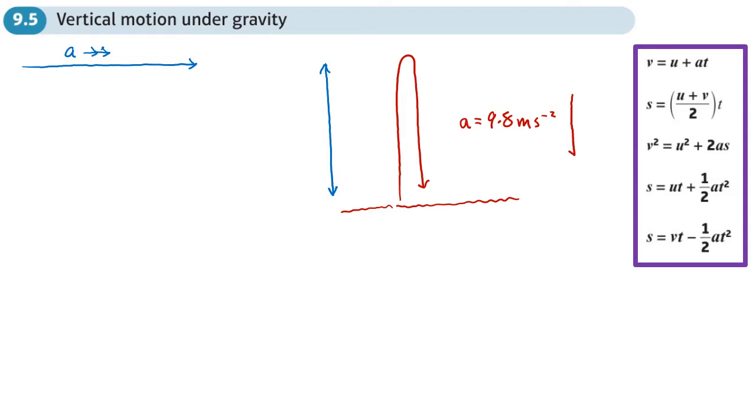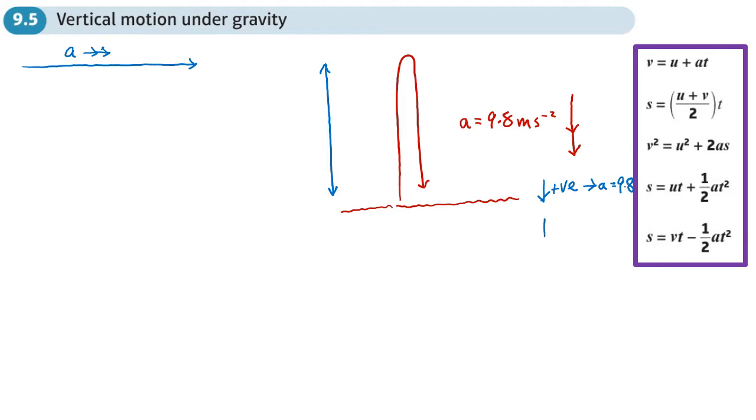So anytime we have an object moving up or down under the influence of gravity, this will be the acceleration. It will never change. And notice the direction. It's going down. Gravity will never change direction. Now, if we do questions and we decide that we're going to take down as positive, that means that my value of a is going to be 9.8, because it's acceleration going that way.